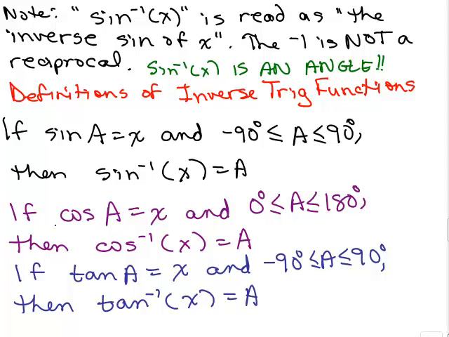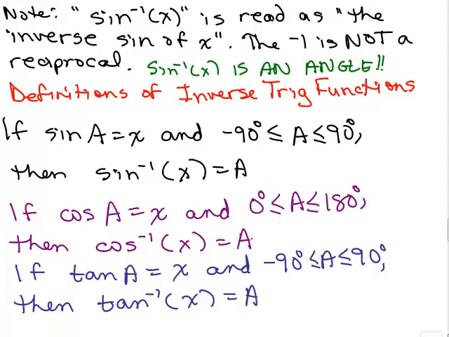Now look at the cosine. If the cosine of a is some number, and the angle is between 0 degrees and 180 degrees, then the cos inverse of x is that angle. Now again, why did I choose between 0 and 180? Because the cosine is negative in quadrant 2 and 3.